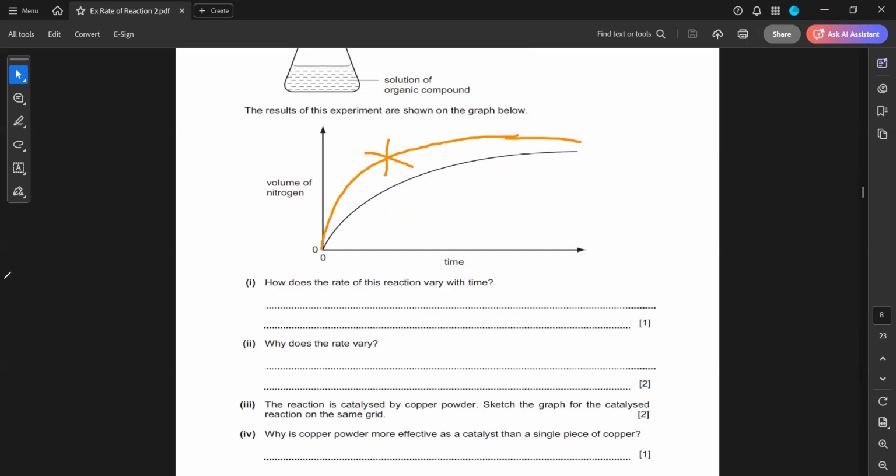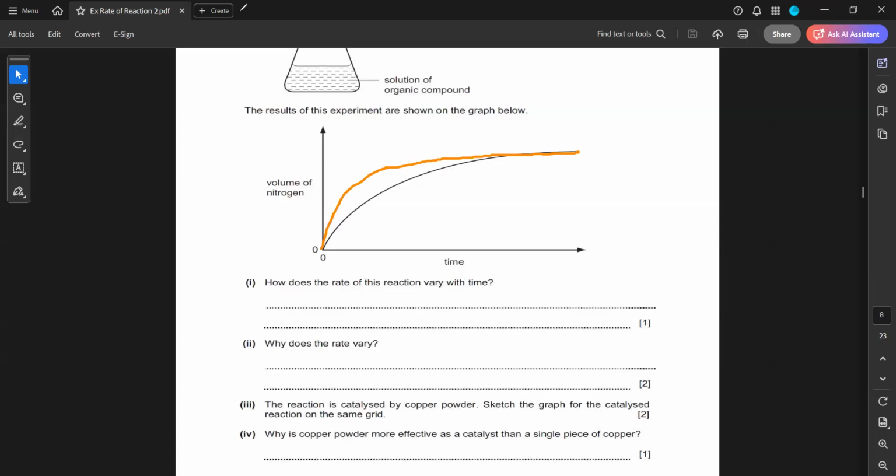My question is, if I'm using a catalyst, yes, this is right in terms of steeper, but I should not get a higher amount of the product. What I should get is the same amount of product in a shorter time. So the final amount should be the same. That is how I should sketch.